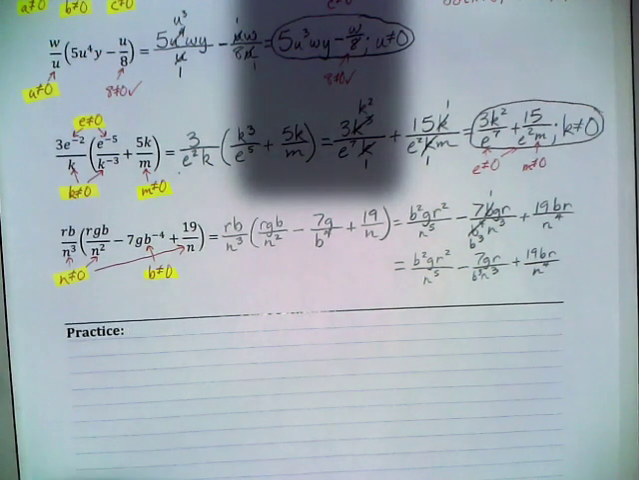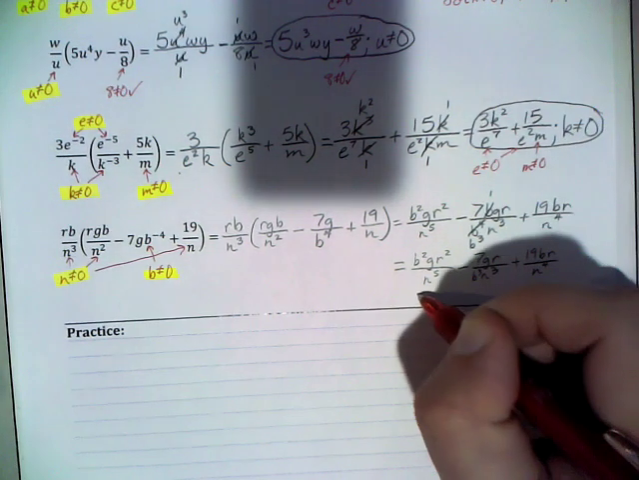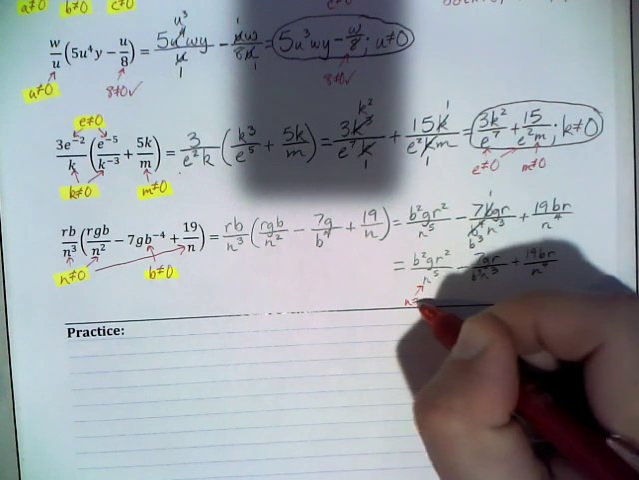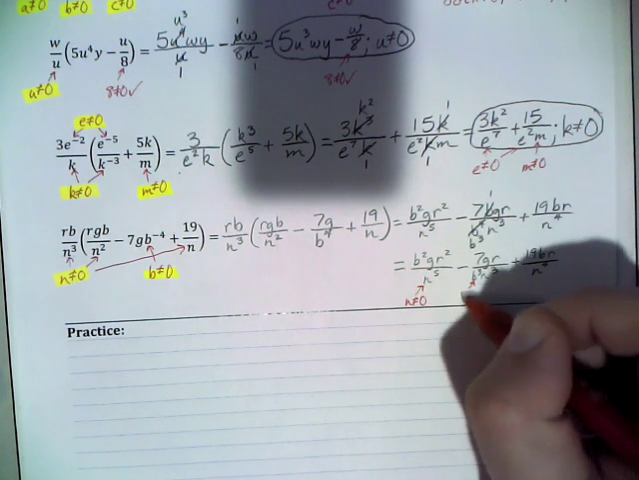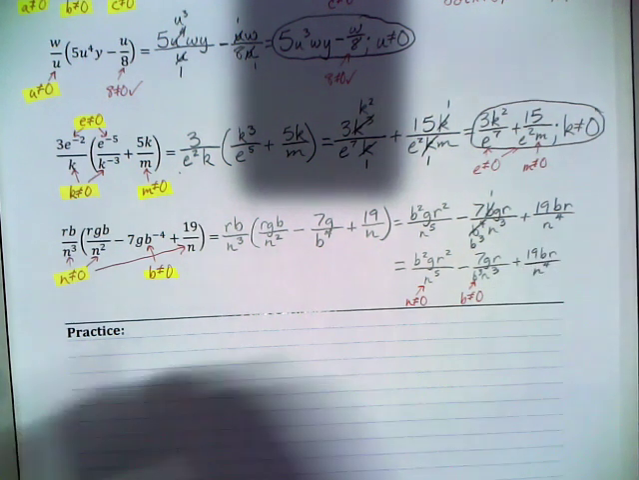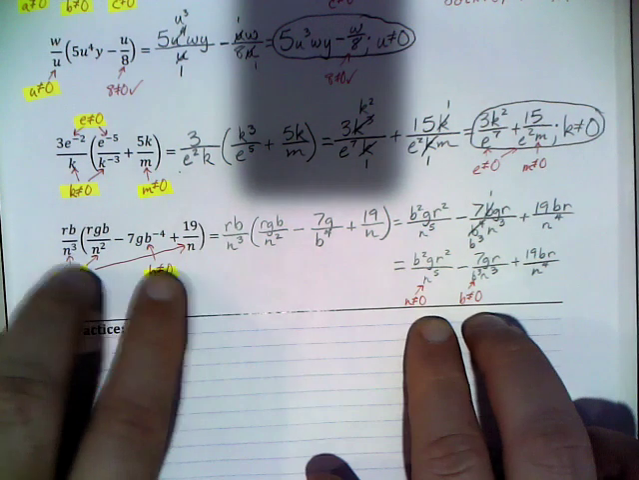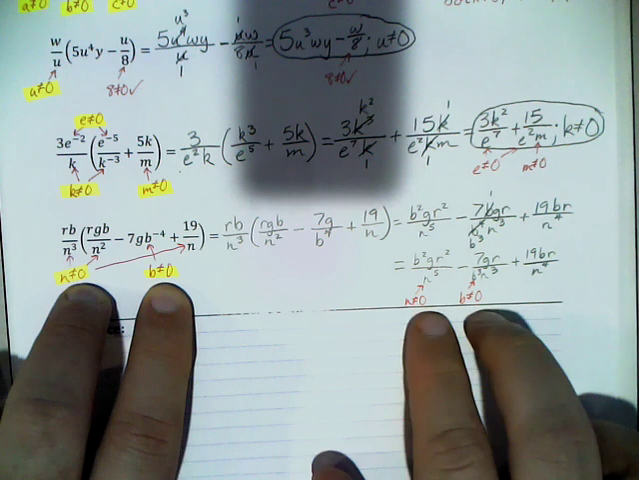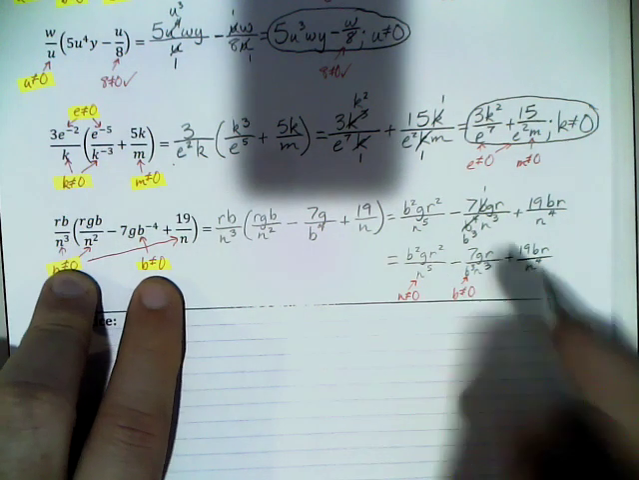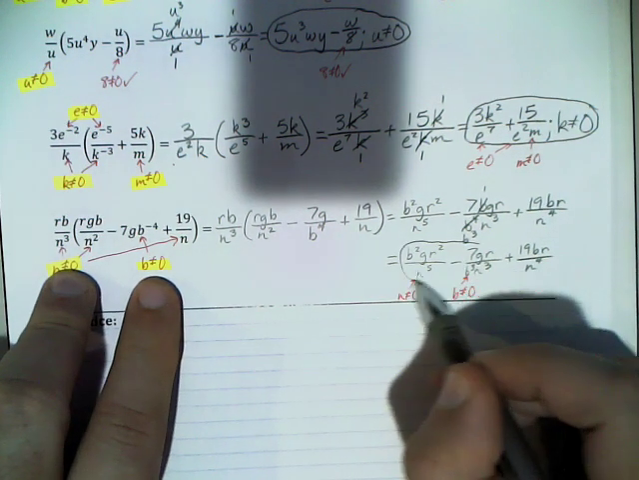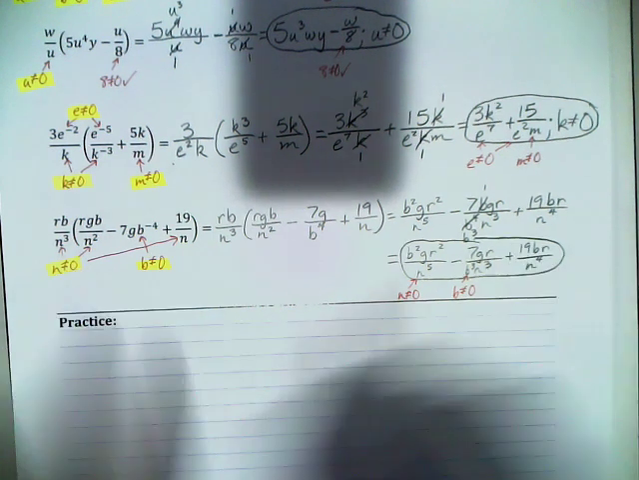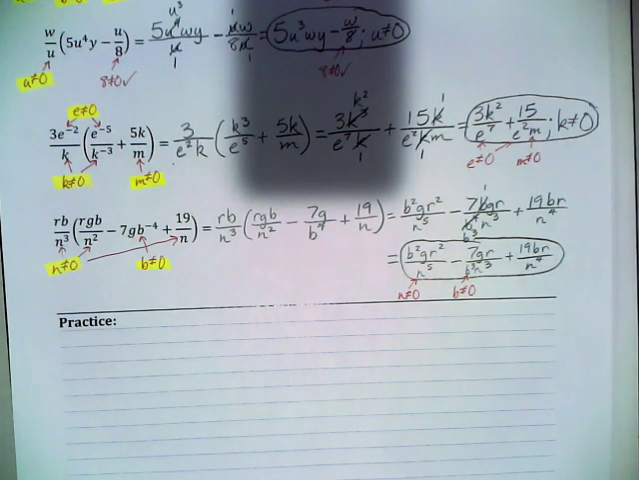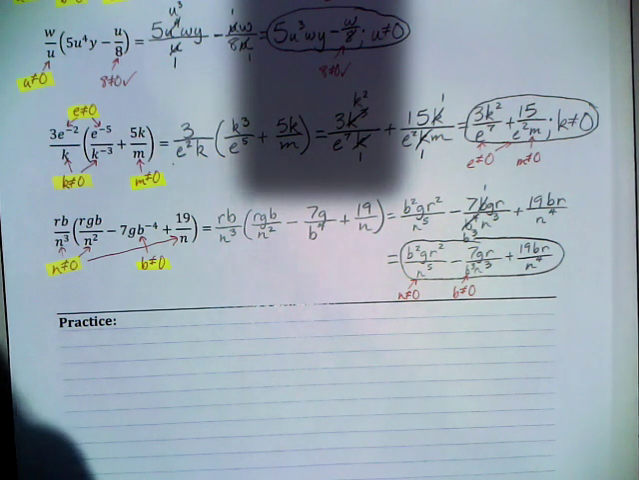So if we look at our excluded values here, I've got several reasons why n cannot equal 0. And then over here, I've got that b cannot equal 0. And so both of our excluded values that were implied at the beginning are still implied at the end. So it turns out this time, all the excluded values are still implied. So there's nothing extra that I have to write on this one. And that, ladies and gentlemen, is the end of our lesson.